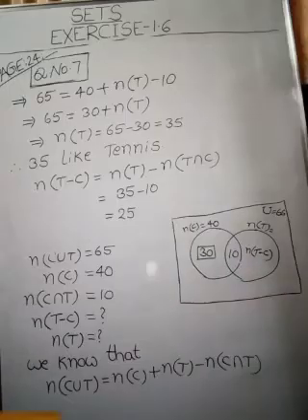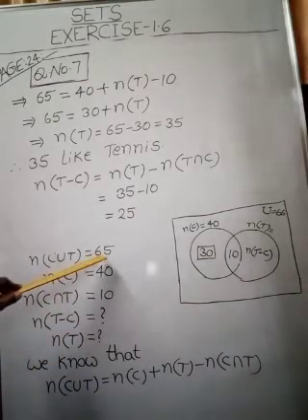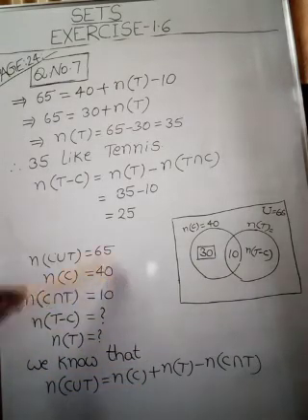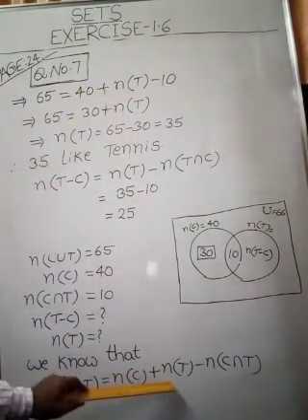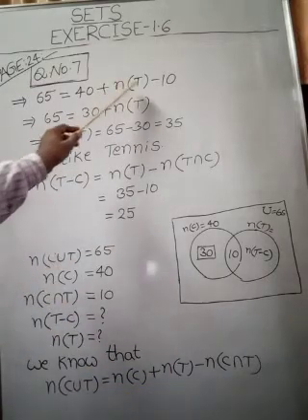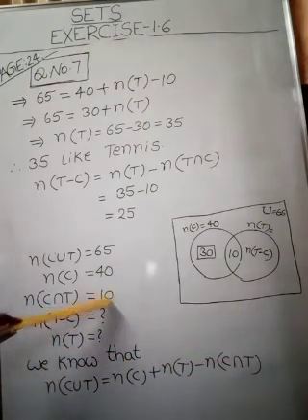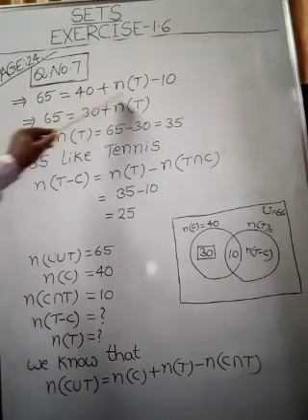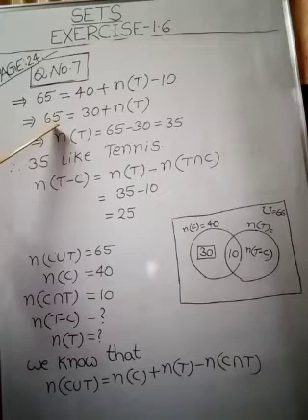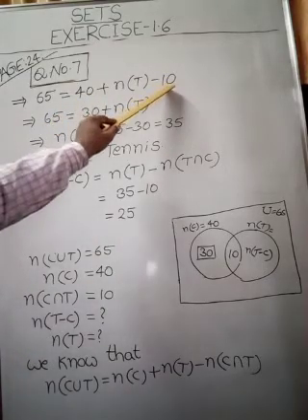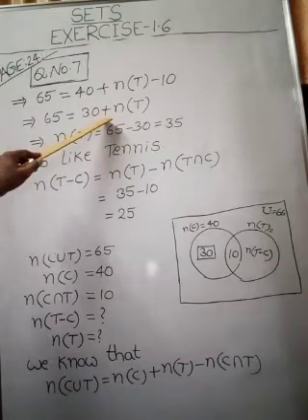Right. So, in this formula, I am substituting the values. N of C union T: what is N of C union T? 65. 65 is equal to, what is N of C? 40. 40 plus N of T, we don't know, so plus N of T, minus N of C intersection T. What is N of C intersection T? 10. So I substituted the values in this formula. Understood this step, my dear children? Right. This implies 65 is equal to 40 minus 10. What will you get here? 30 plus N of T.